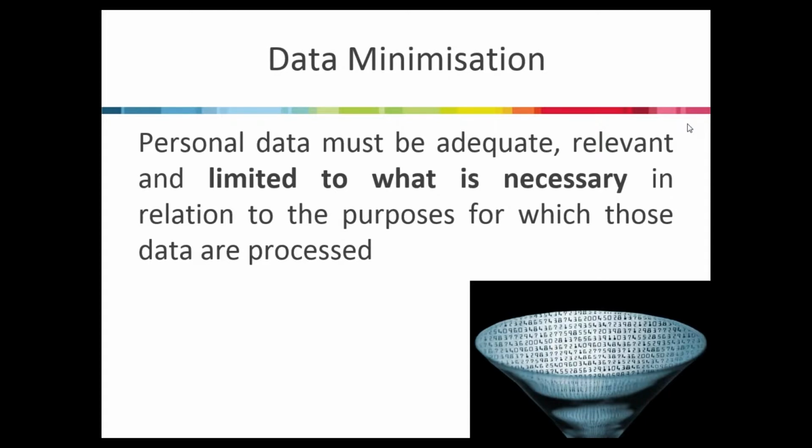The third principle is contained in Article 5C, which states that personal data shall be adequate, relevant, and limited to what is necessary in relation to the purposes for which they are processed. This is often referred to as the data minimization principle. Essentially, this means that you may only collect the data you need for the reason that you have specified, and that you must ensure that the data that you have collected is sufficient for the purposes for which you've collected it.